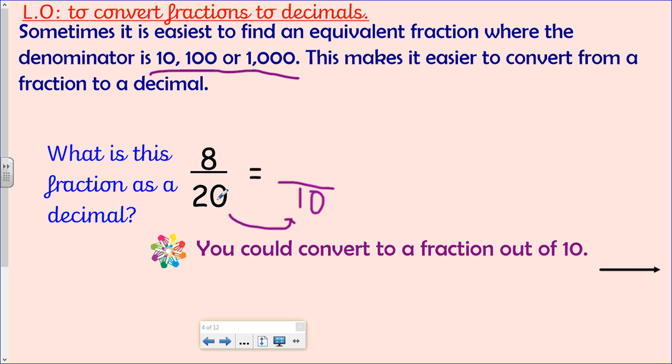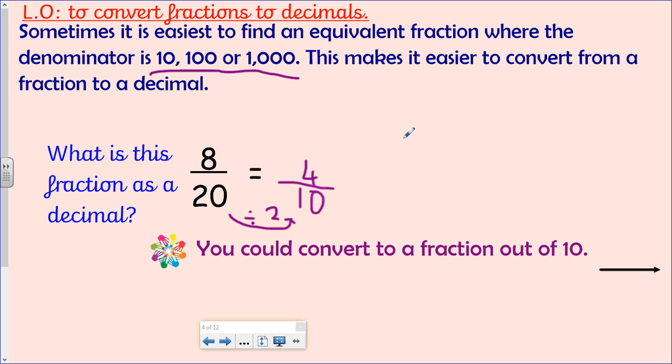So, from 20 to get to 10, I've had to divide by 2. 20 divided by 2 is 10. So I'm going to do 8 divided by 2, and that will get me to 4. Now I could simplify that fraction further, but for what I'm wanting to do for making the decimal, actually this is the best thing to work with. So I've now got 4/10.